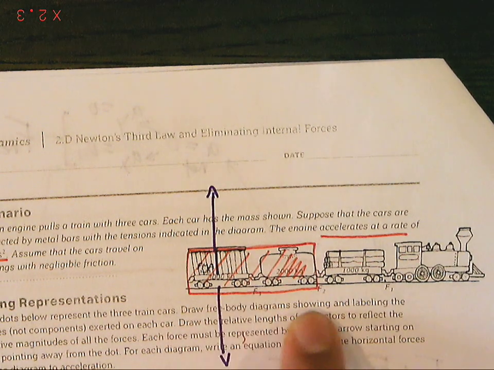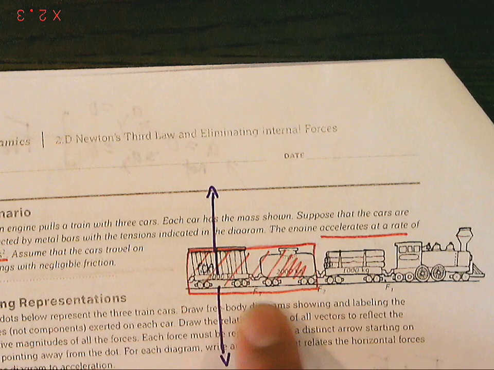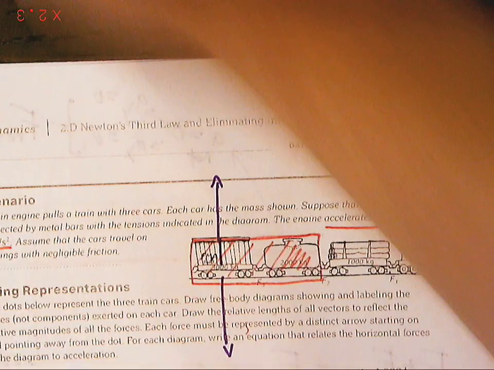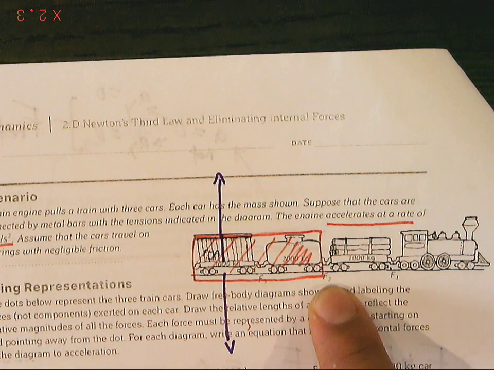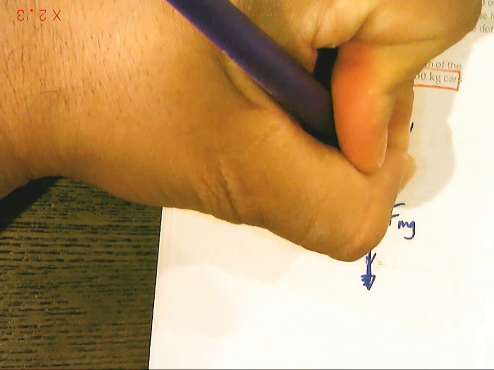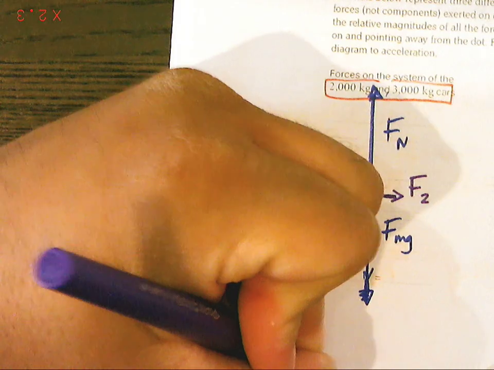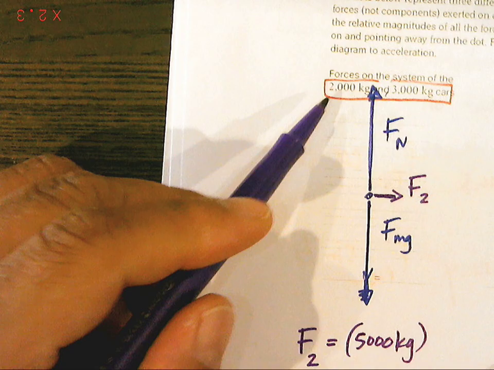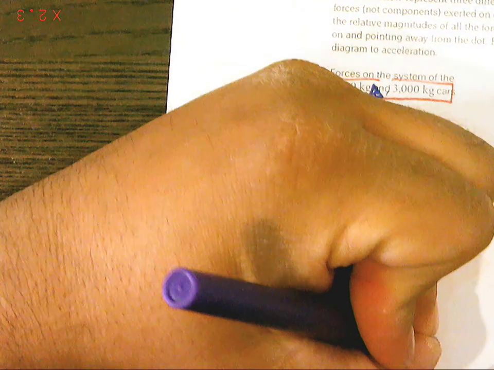And since I combined these two cars together, F3 at the end is negated, but F2 is still here. I'm running out of disk space on my computer, so I've got to hurry with this video. So if I consider this, F2 is going to pull that forward. When I write the equation, F2 is going to equal my 5,000, because that's the total mass of the system, the 2,000 kilogram car and the 3,000 added, times acceleration. Bam.